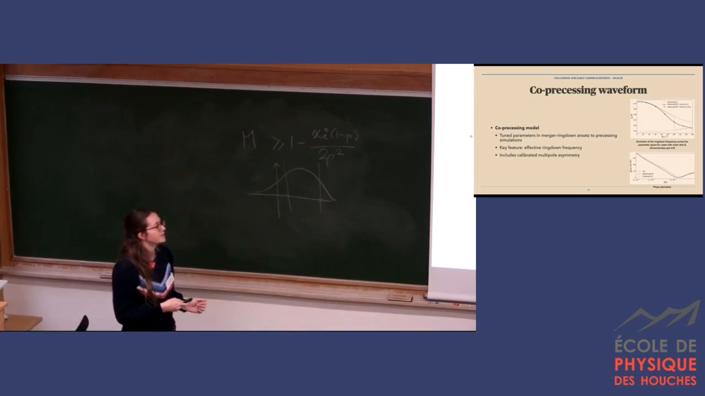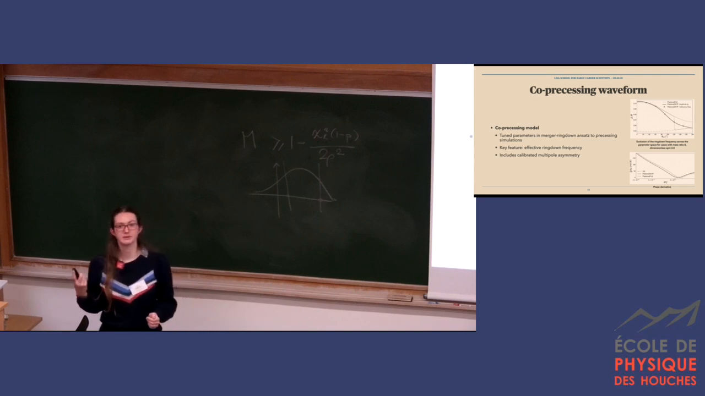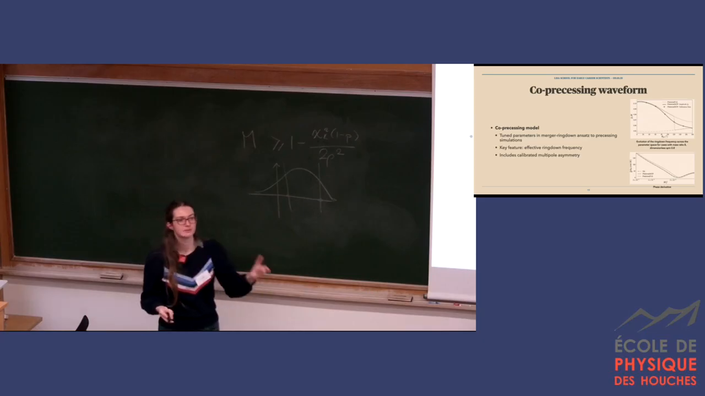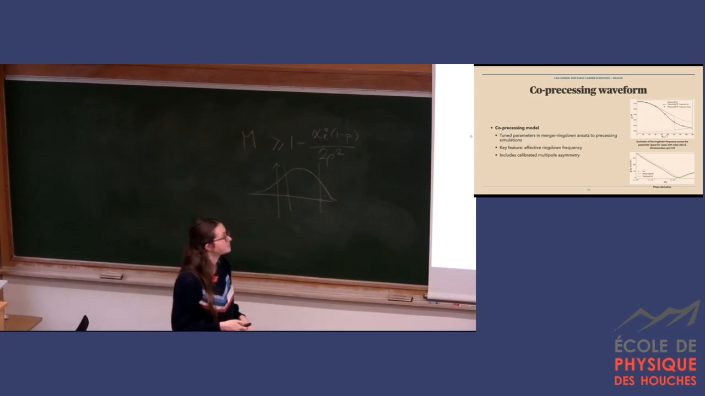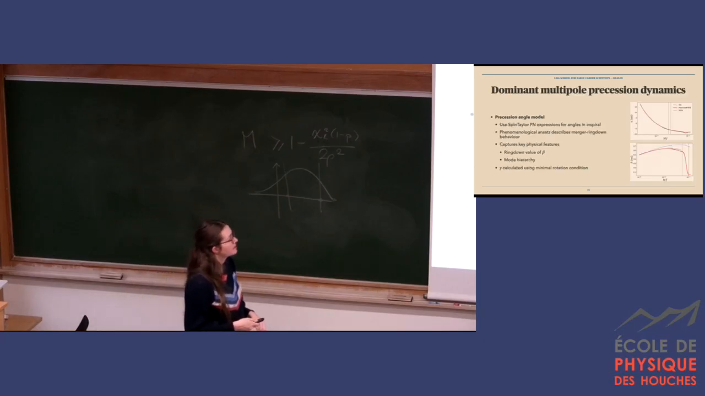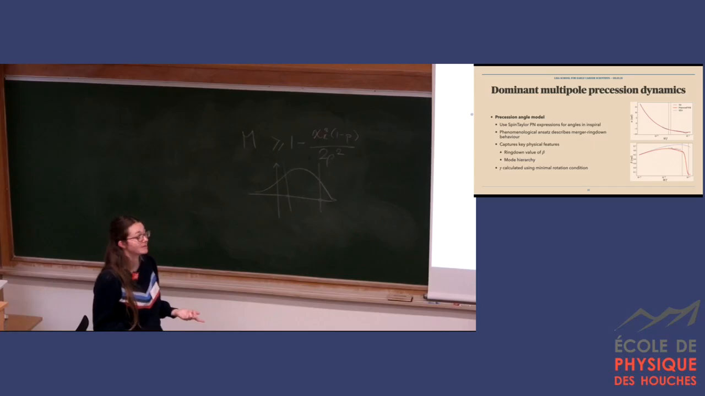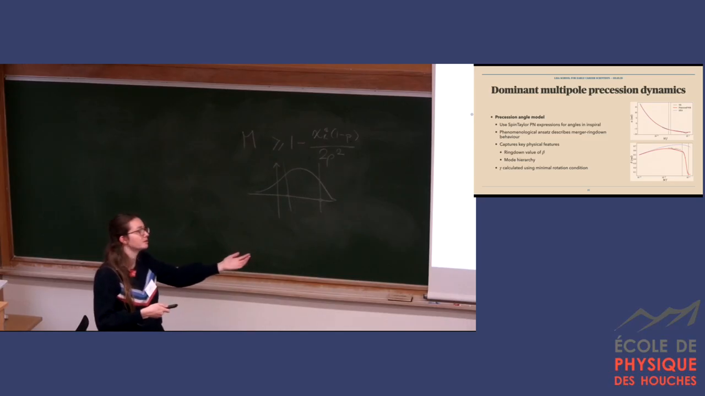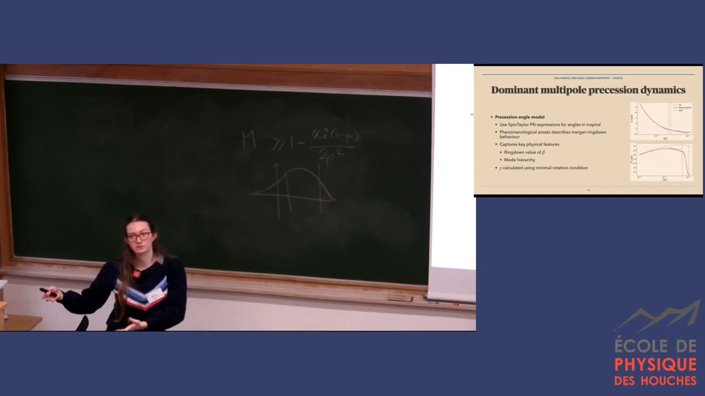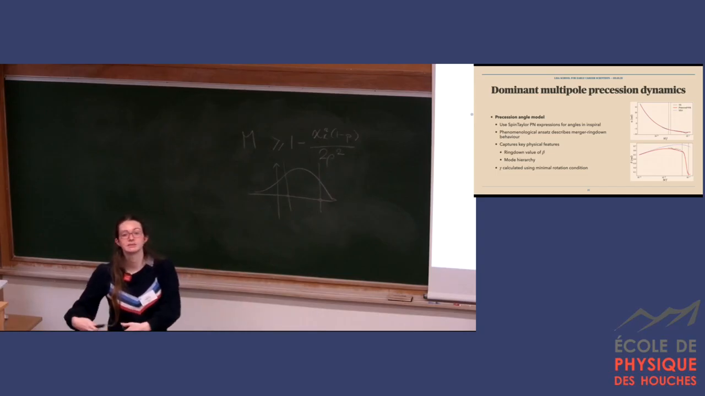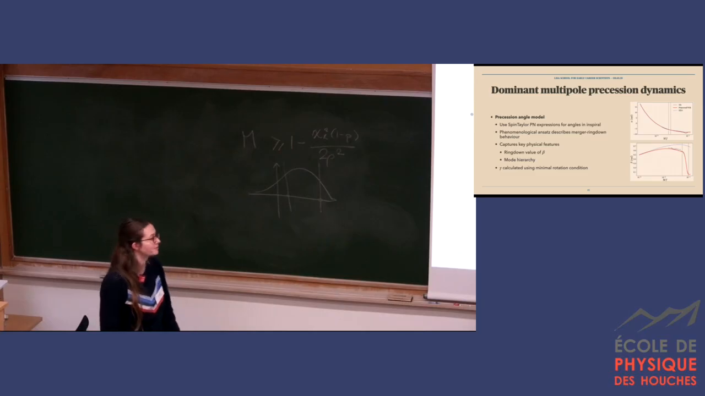The other feature that we identified is the effective ring down frequency, which I will come to in a few slides to describe in a bit more detail. Okay, now we've modeled our co-precessing waveform, we need to model our precession dynamics. These are done in essentially the same way that we model the co-precessing waveform. We use post-Newtonian expressions in the inspiral. We use a phenomenological description in the merger and ring down. This is calibrated to a set of numerical waveforms.